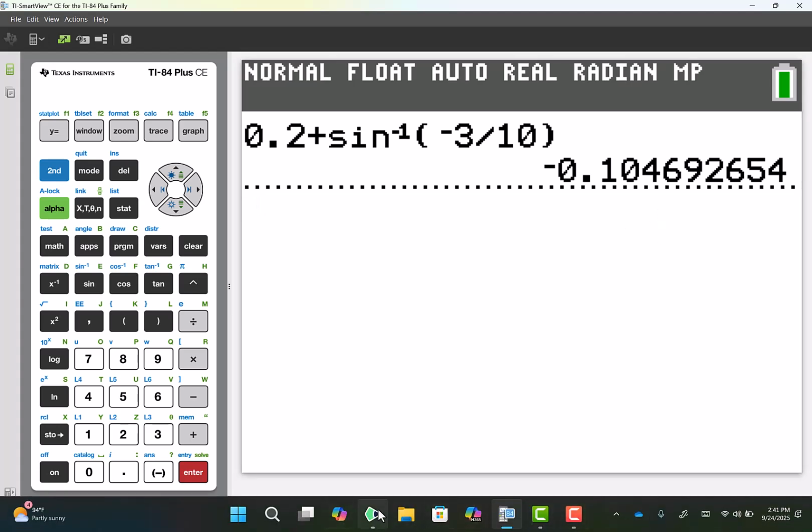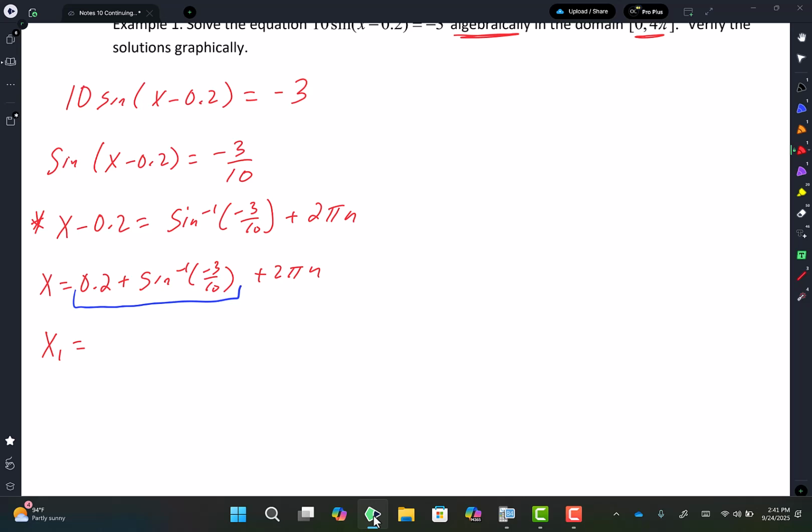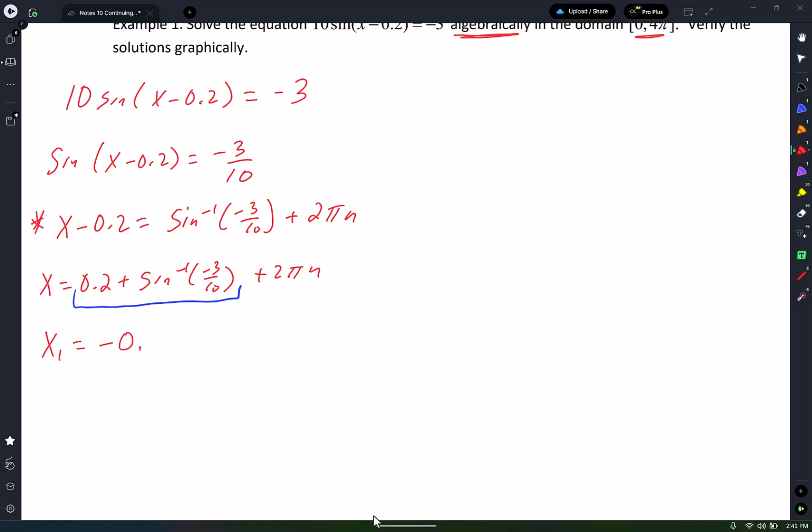I'm probably not going to be able to remember all that. Negative 0. Yeah, I already forgot. See? Negative 0.104692654. Like that. Plus 2 pi n. Are we still okay? All right, I'm going to change my color, my ink.